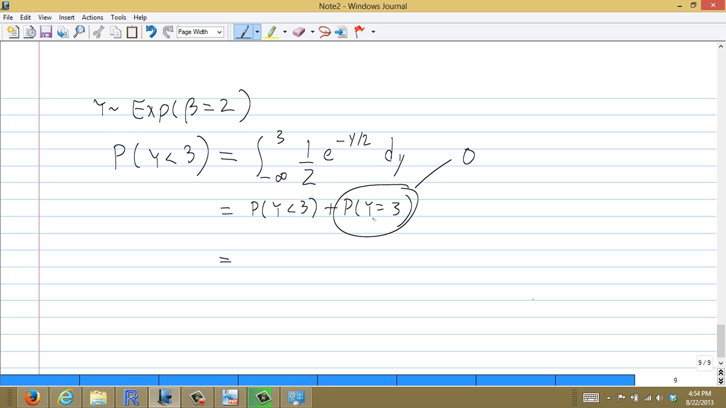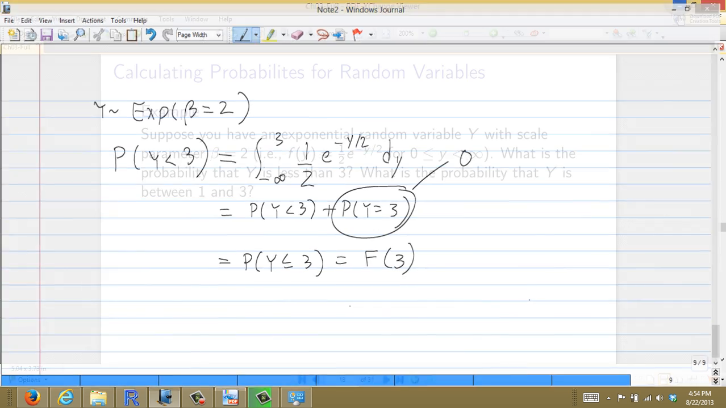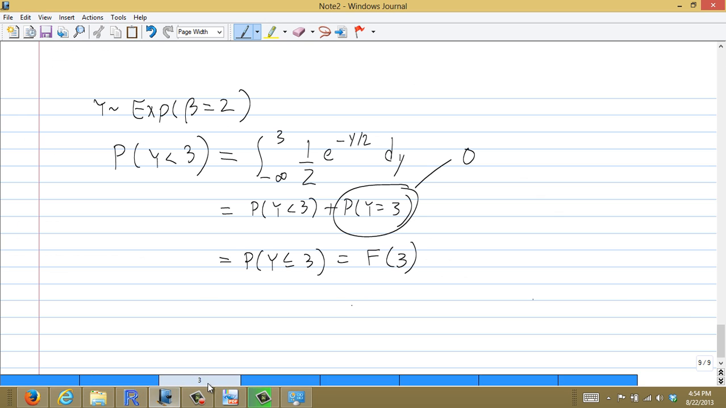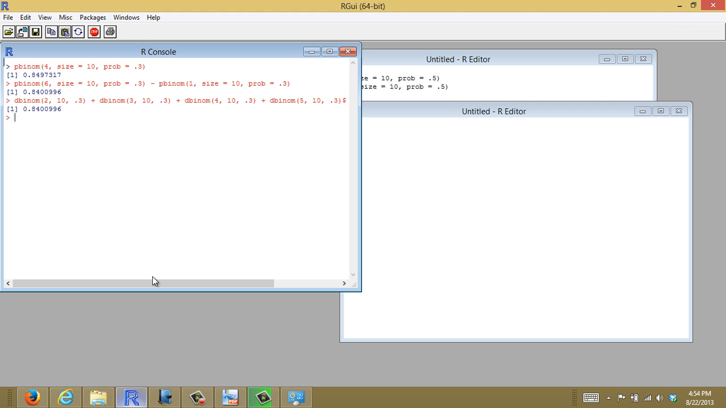But if I combine these two events, that's the probability that y is less than or equal to 3, which is now, by definition, the CDF of our random variable evaluated at 3. Similar to the previous example, we can now use the CDF function available in R in order to answer our question.